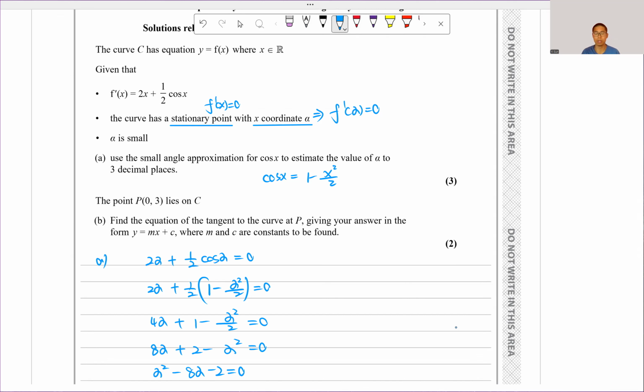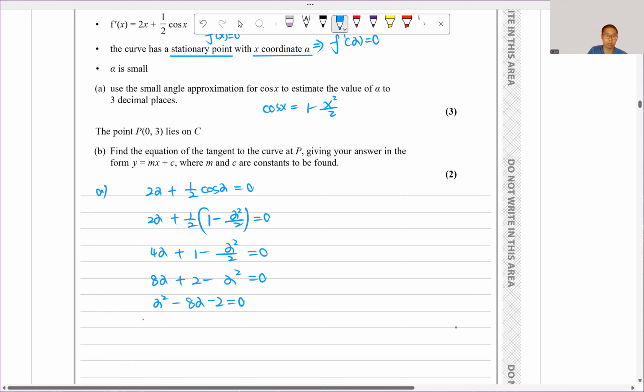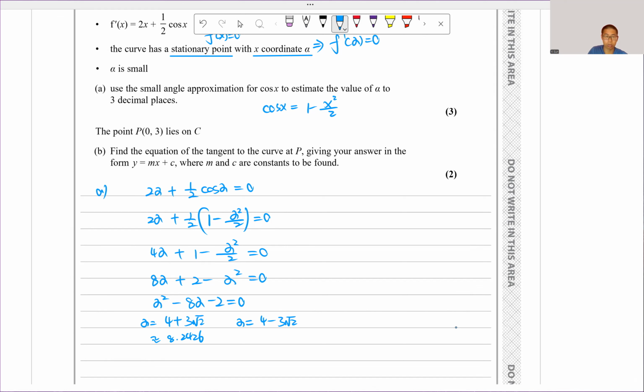So now if we put this into the calculator, 1, negative 8, negative 2, we have alpha is equal to 4 plus 3 root 2. That's roughly 8.2426. And also alpha is equal to 4 minus 3 root 2. To 3 decimal places that will give us negative 0.243. That's the value of alpha.